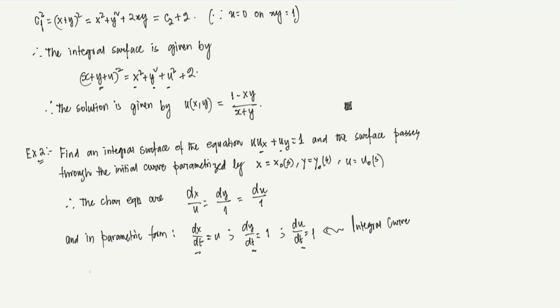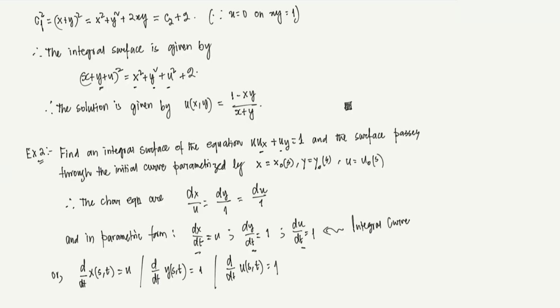So here is the initial data. We write d/dt of x(s,t) equals t, where x is a function of s and t. Then d/dt of y(s,t) equals 1, and d/dt of u(s,t) equals 1. And there is initial data.